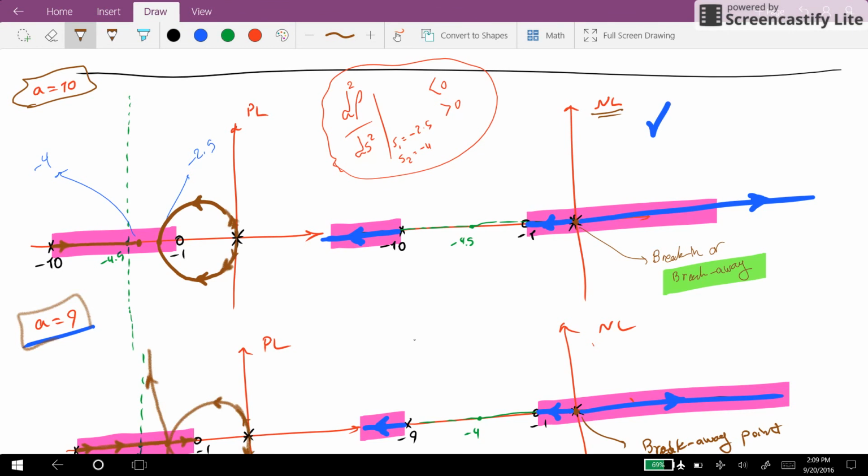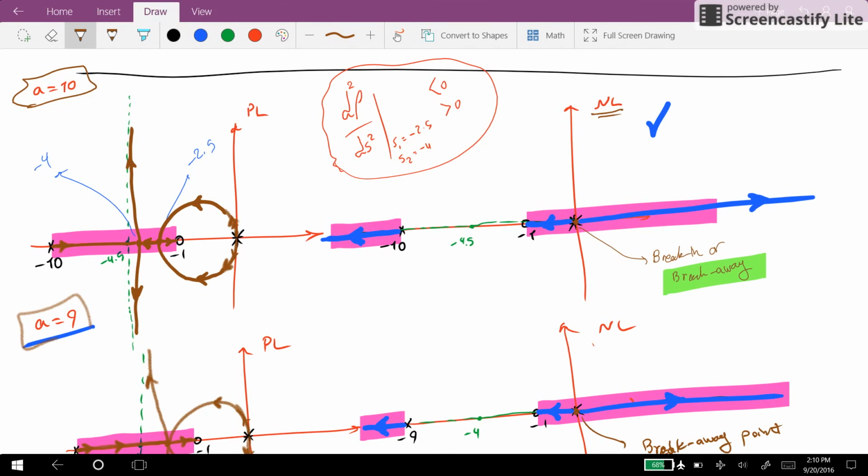So the branches starting from the origin will enter the real axis here. One of them will continue towards the zero at -1. One of them will go towards the breakaway point at -4. Another branch will come from the pole at -1 and arrive here. And then they will depart and go towards infinity using the asymptotes that we already have drawn. So this will be the case.